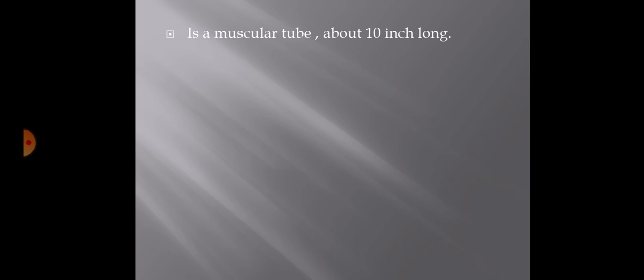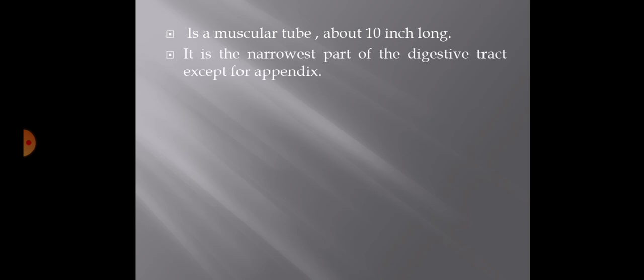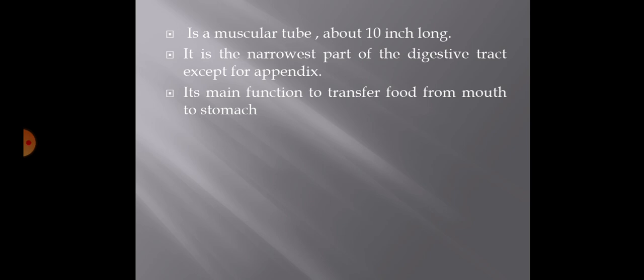It is a muscular tube about 25 centimeters in length. It is the narrowest part of the digestive tract. This muscular tube is responsible for conveying the food from the pharynx to the stomach.